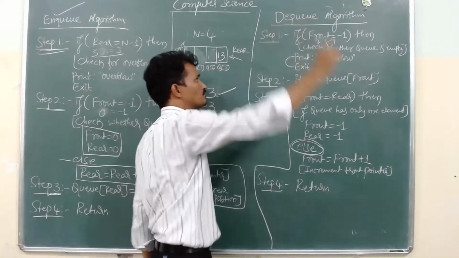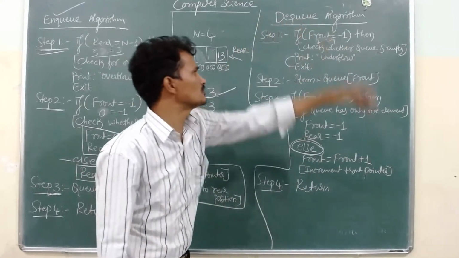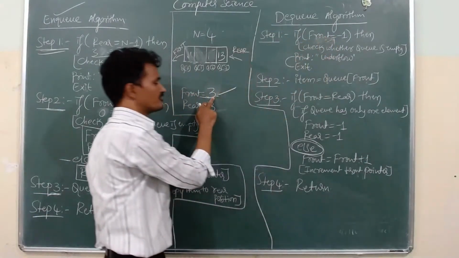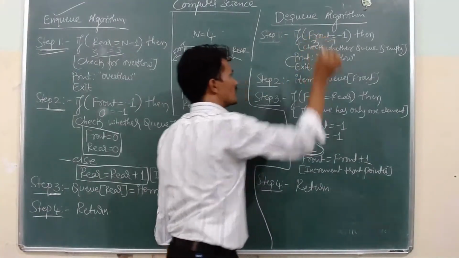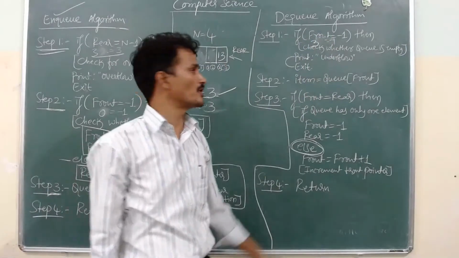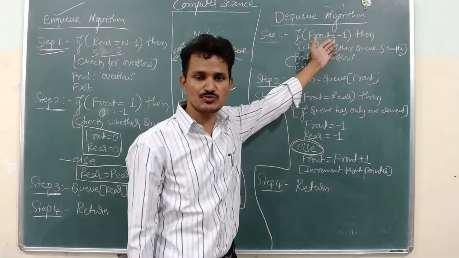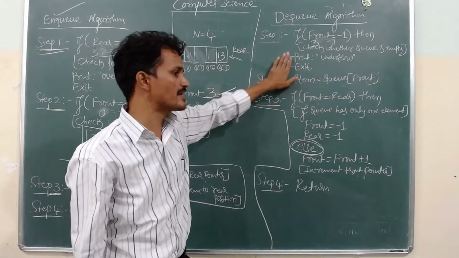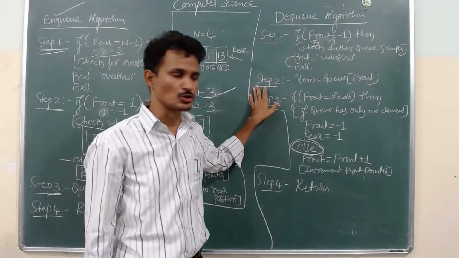Again it comes here, step 1. If front is equal to -1, what is the value of front? 3. Is 3 equal to -1? The condition is false. Condition false means I won't execute this print statement and exit. I'll directly come to step 2.